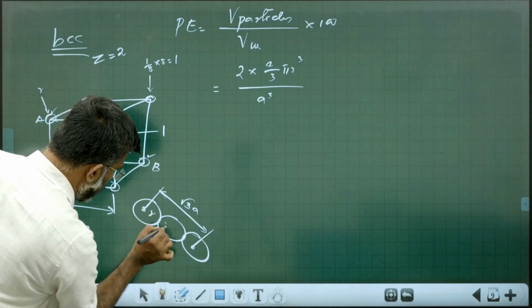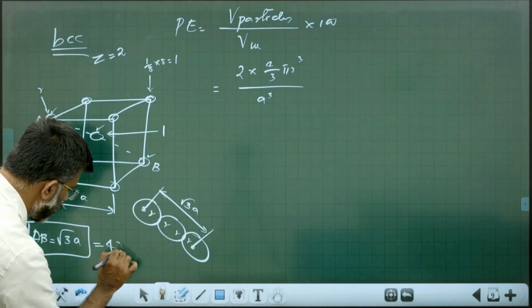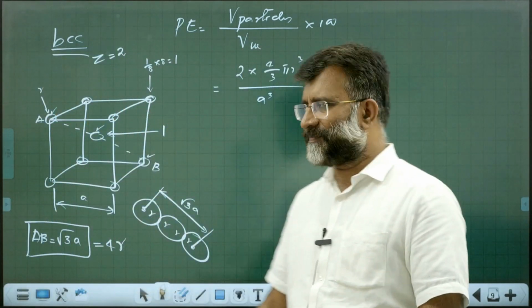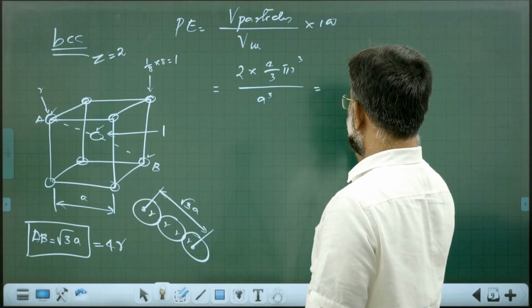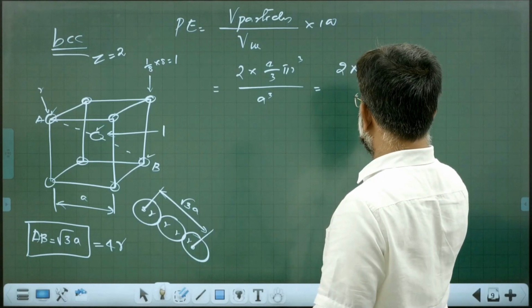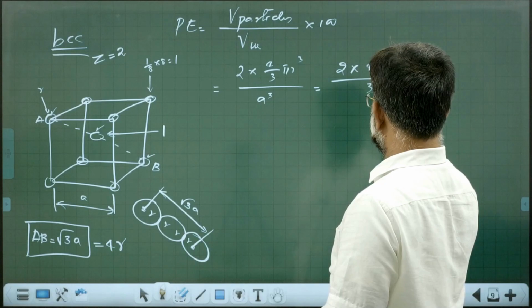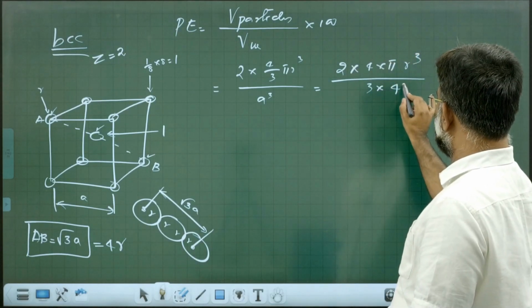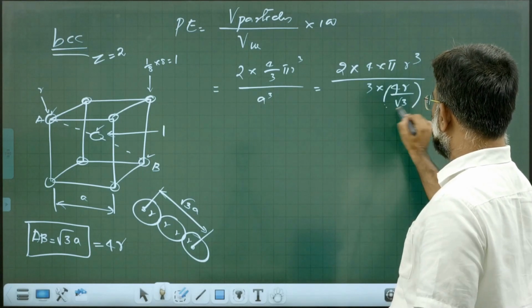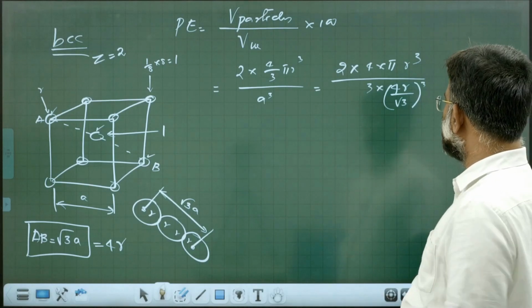It is R, 4R. So root 3A is equal to 4R. A is equal to 4R by root 3. So it will be 2 into 4 pi r cube divided by 3 into 4r by root 3, the whole cube. Right?